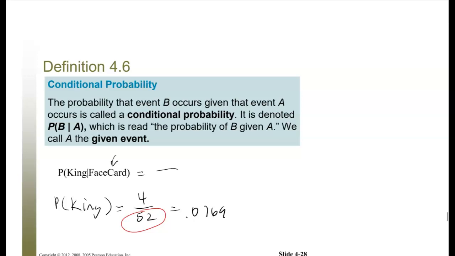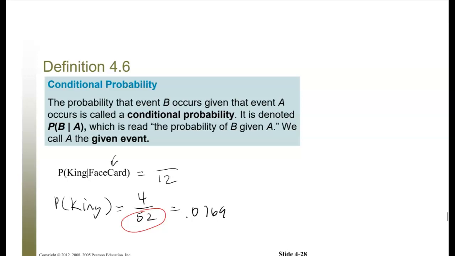Now, it's kind of like you've gotten rid of every card in the deck and only kept the face cards. So how many face cards are in a deck of cards? Well, there's 3 in each suit, 4 suits, so that's 12 face cards. When you place a condition on a probability, remember, your sample space changes. Your capital N changes. Of those 12, how many are kings?